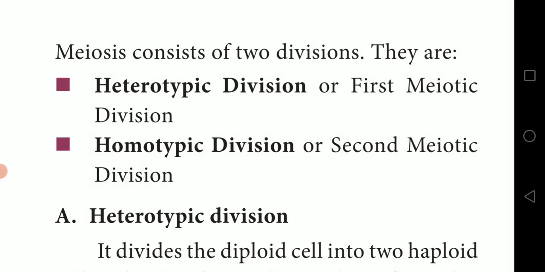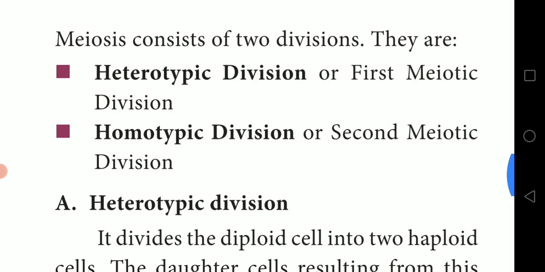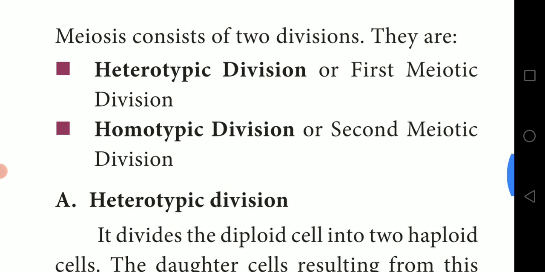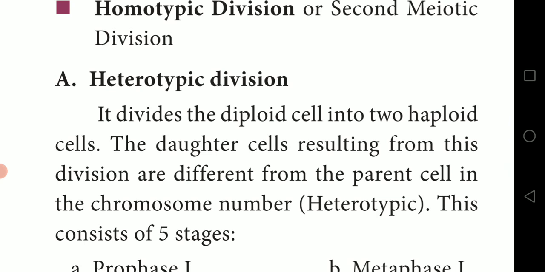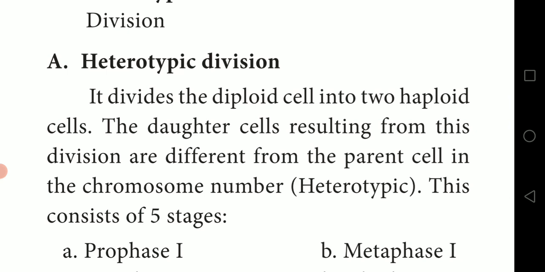Meiosis consists of 2 divisions. They are the heterotypic division or first meiotic division, and the next is the homotypic division or second meiotic division. We'll see one by one. The first one is the heterotypic division. What does that mean?